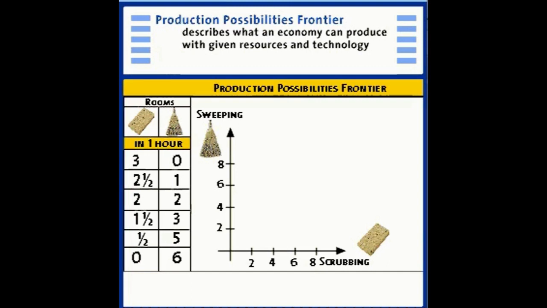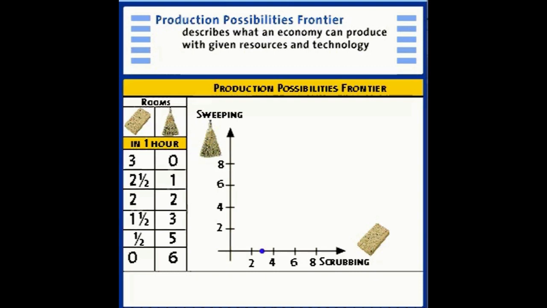Now let's put in the points from the schedule into the diagram so that we can plot the production possibilities curve. Let's start here with, if we scrub 3 rooms, then we can sweep 0. So go to 3 rooms scrubbed and 0 rooms swept, and we get this dot right here on the production possibility frontier. 3 scrubbed, 0 swept. If we sweep 1 room, then we're going to only be able to scrub 2.5 rooms, so we're going to get a point like this one right here.